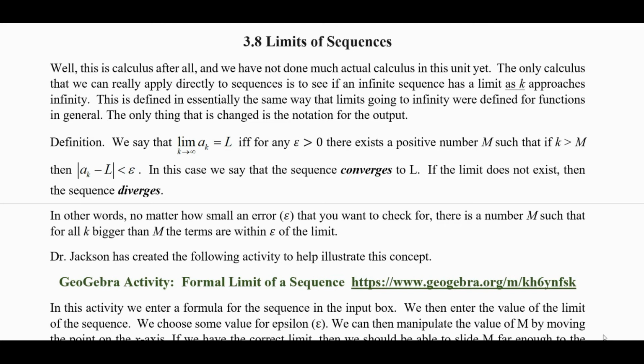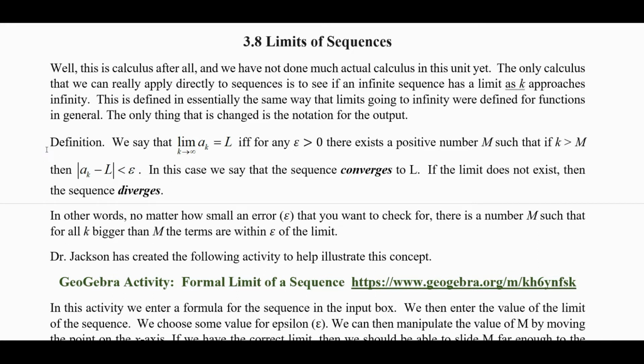Hello, in this video we're going to be talking about limits of sequences. Well, this is calculus after all, and yet we've not done much actual calculus in this unit yet. The only calculus that we can really apply directly to sequences is to see if an infinite sequence has a limit as the input variable k approaches infinity. This is defined in essentially the same way that limits going to infinity were defined for functions in general. The only thing that's changed is the notation for the output, and of course the fact that the input is only the natural numbers.